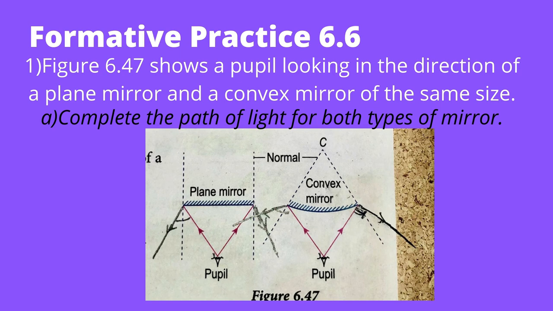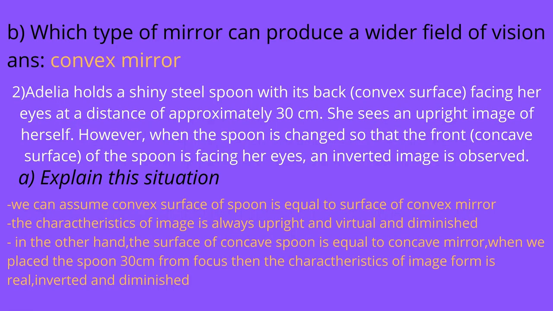For the question, this is the answer for it. The plane mirror provides narrow field of vision, while the convex mirror provides wide field of vision. B. Which type of mirror can produce a wider field of vision? Convex mirror can produce a wider field of vision.